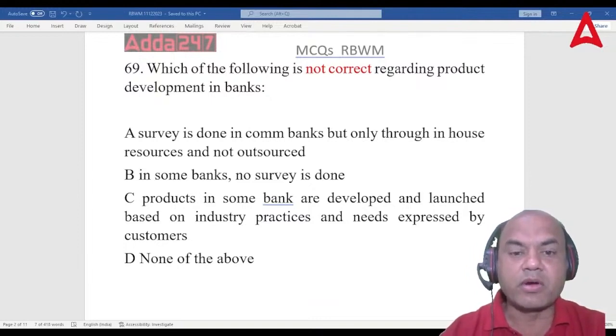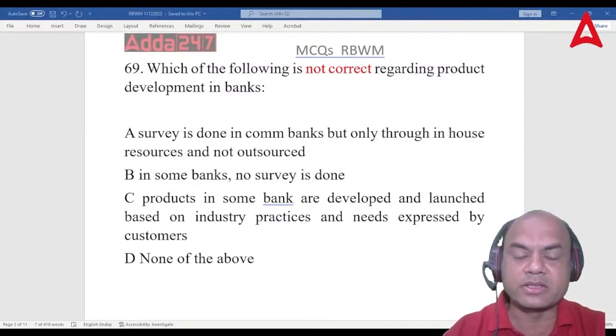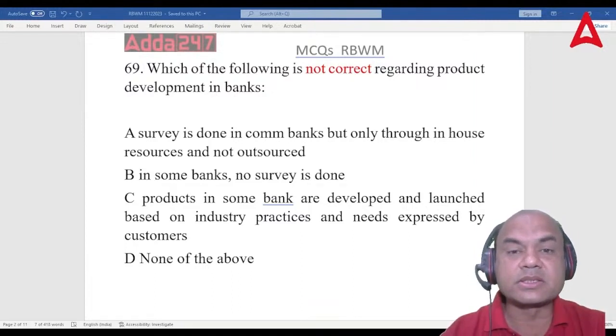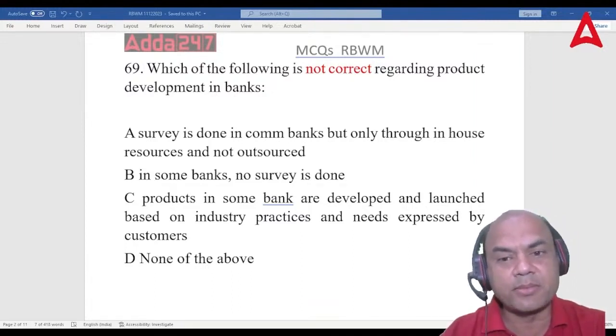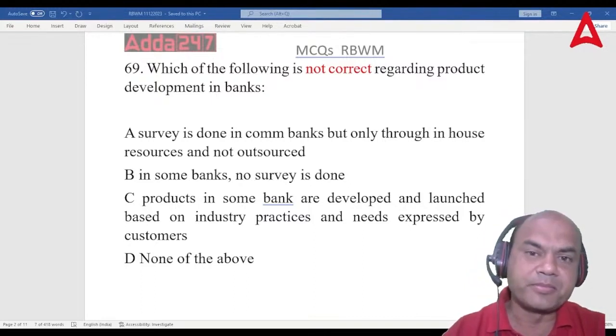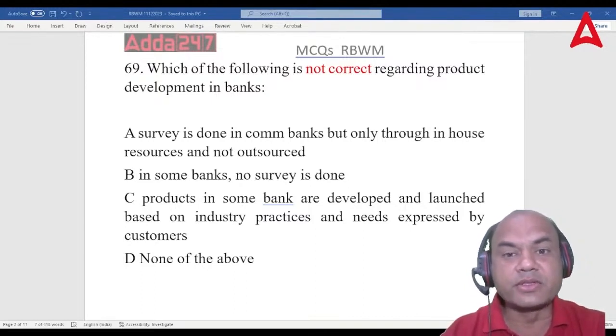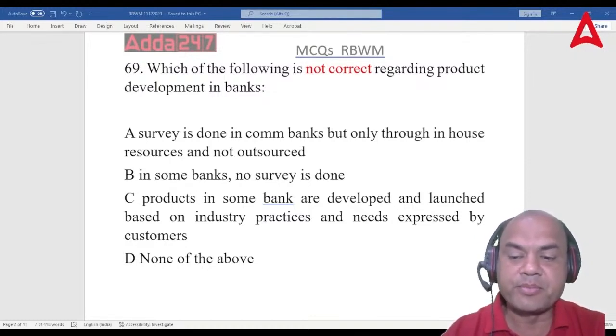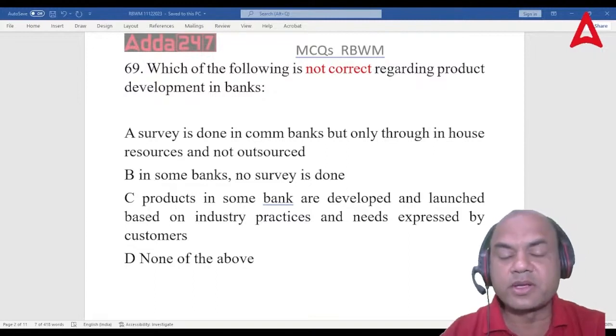D, products in some banks are developed and launched based on the industry practices and needs expressed by the customer. Means, whatever the major customers of the bank say, or the big customers of the bank say, this generally happens in cooperative banks again, and also in various new banks. They develop the products fast. And last one is none of the above. So what should be the answer over here?